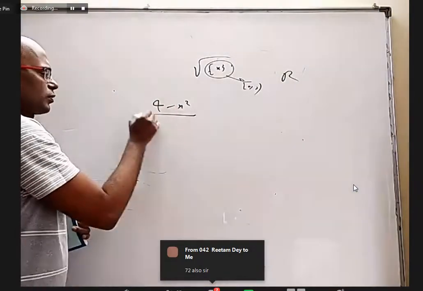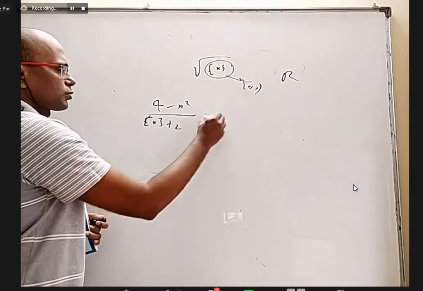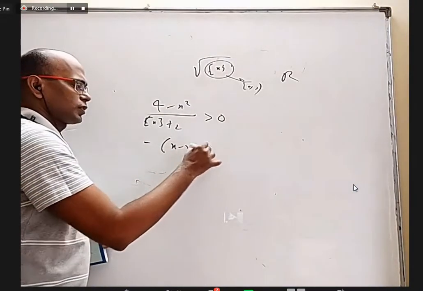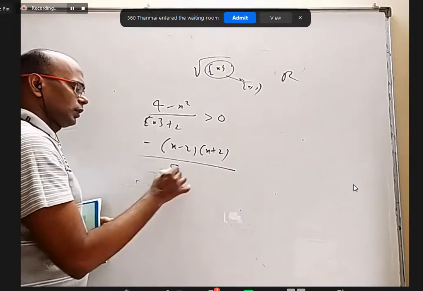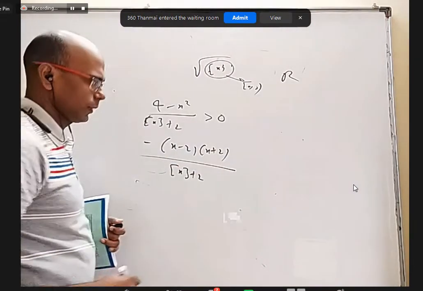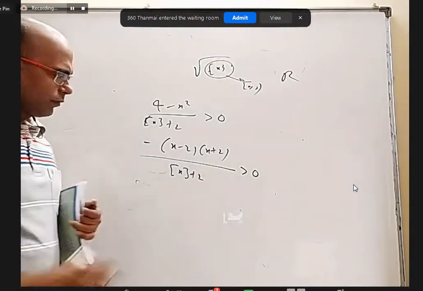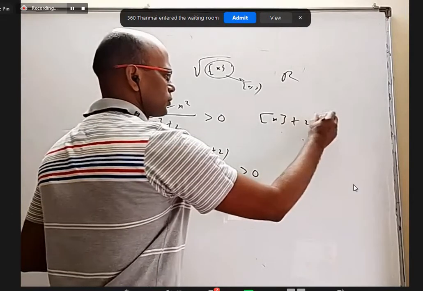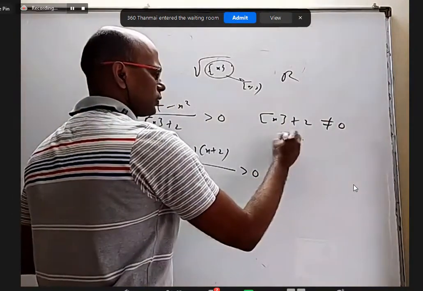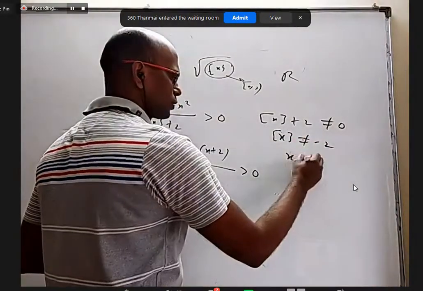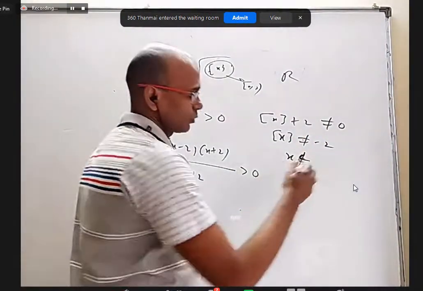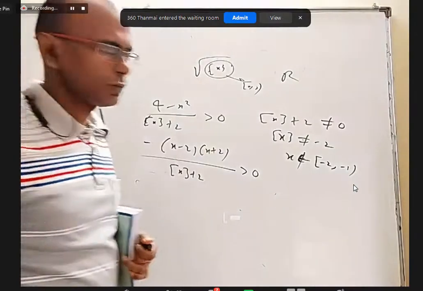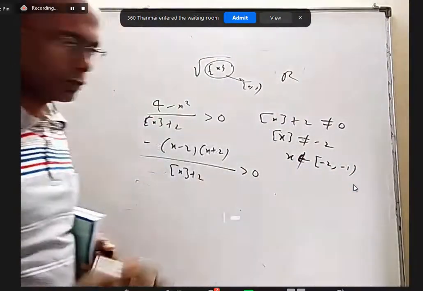Okay, 4 minus x square by integer part of x plus 2 should be greater than 0. This numerator, we can take minus common and write x minus 2 into x plus 2, and integer part of x plus 2. Whether this is positive or negative or where it is 0: first of all, denominator should not be 0. Integer part of x plus 2 should not be 0. Means integer part of x should not be minus 2, so x should not belong to minus 2 to minus 1, open.